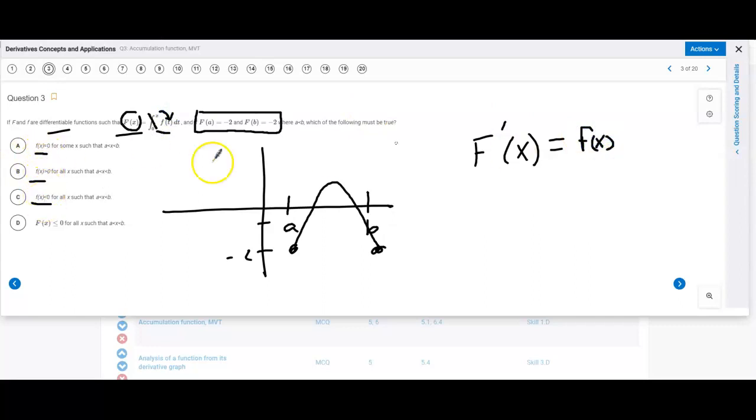So notice they're asking about f of x. Well, that's where it comes from. It comes from the second fundamental theorem of calculus. In other words, little f is the derivative or the slope of big F. Now let's see if some of these things make sense.